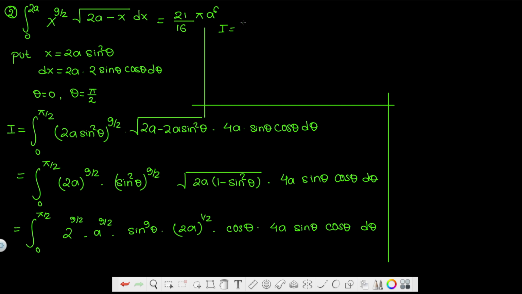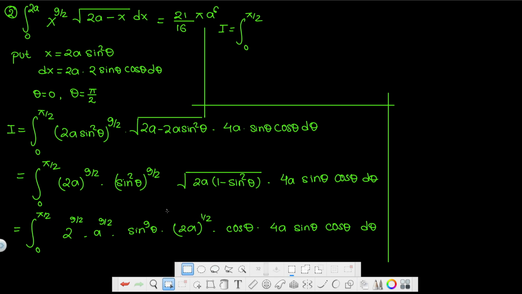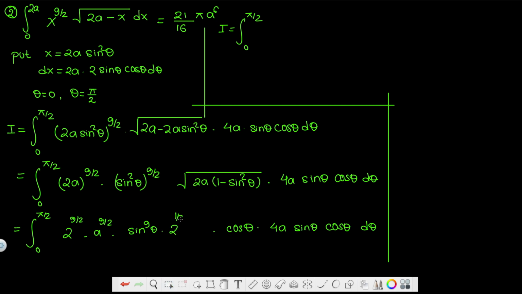So I equals to integral 0 to pi over 2. So we have 2 here and we can write it as 2 to the power 1 over 2 times a to the power 1 over 2. Now we have 2 here, and this 4 can be written as 2 to the power 2. So add all these powers, we will get 2 to the power 7 times, and we have a here and a here, so we'll get a to the power 6.